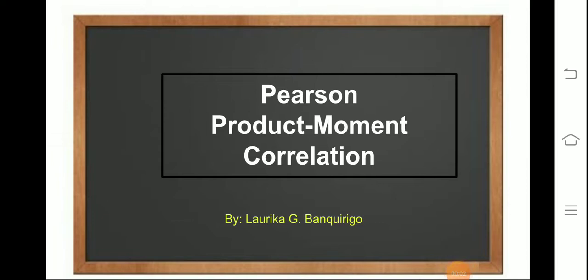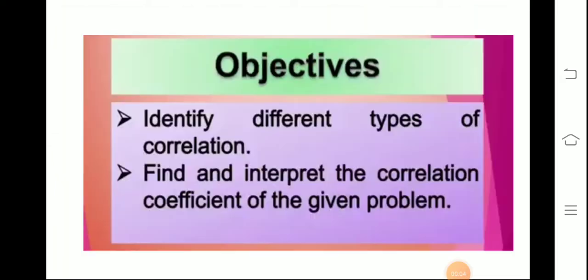Pearson product moment correlation. Our objectives for this lesson are to identify different types of correlation, and find and interpret the correlation coefficient of the given problem.